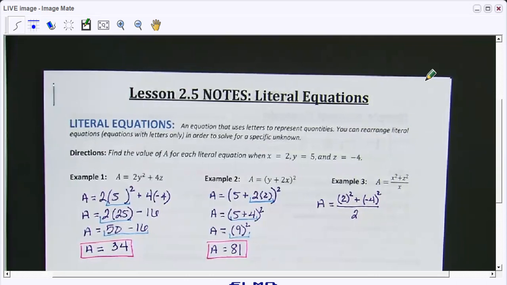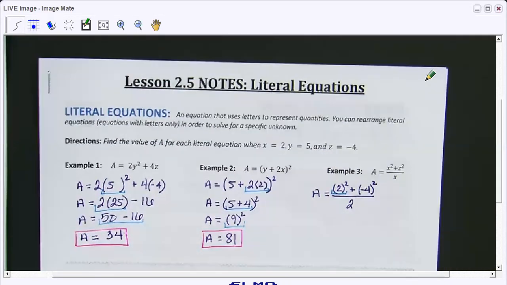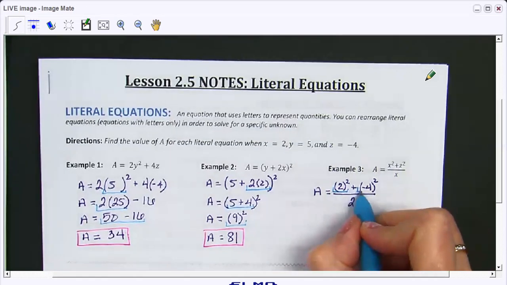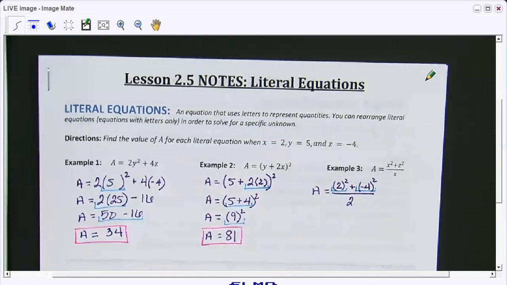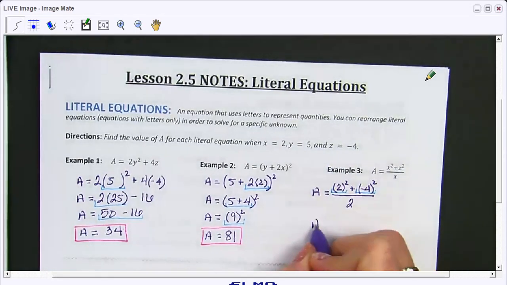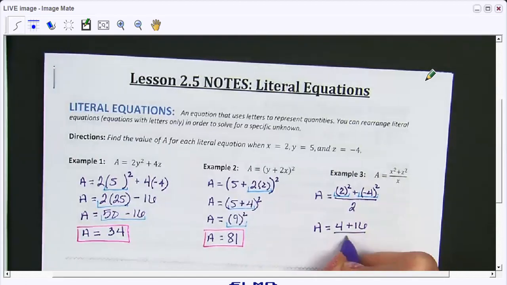And we did go over that in chapter 1 a little bit. So it's okay. All right, so the first thing that we're gonna do, when you have fractions like this, you always work the numerator separate from the denominator. So in this case, I am going to square 2, and it just so happens that I can also square -4 at the same time. Okay, so I'm doing my exponents first. So A equals 4 plus 16 all over 2.